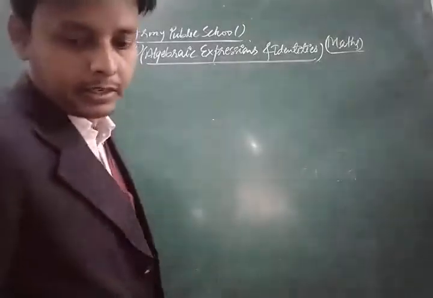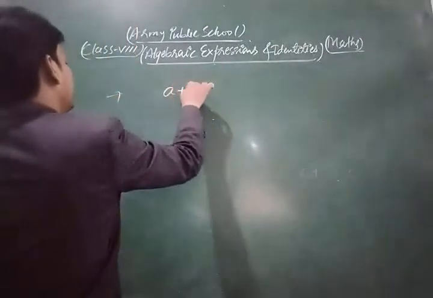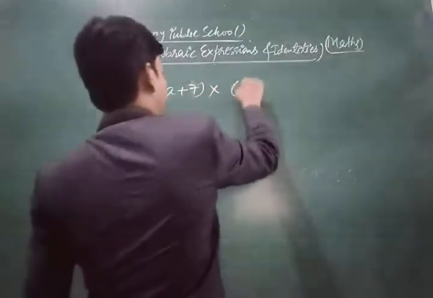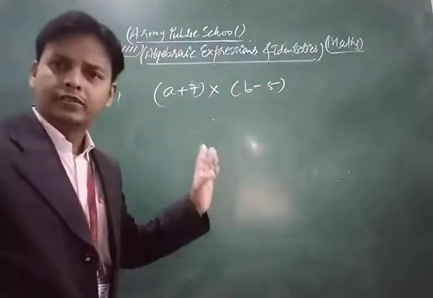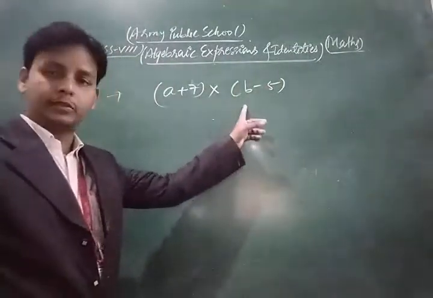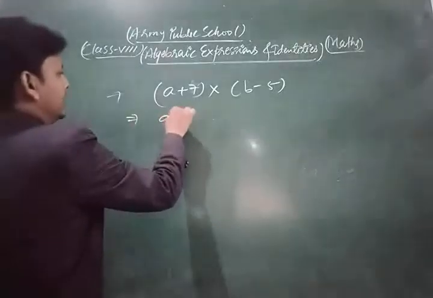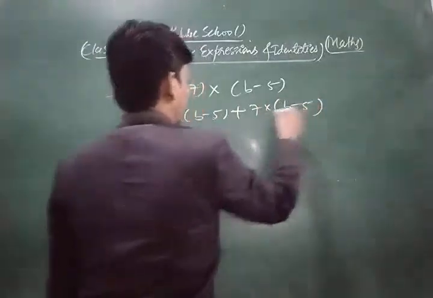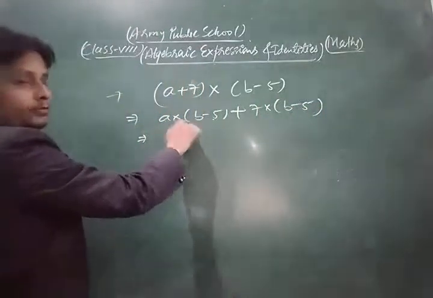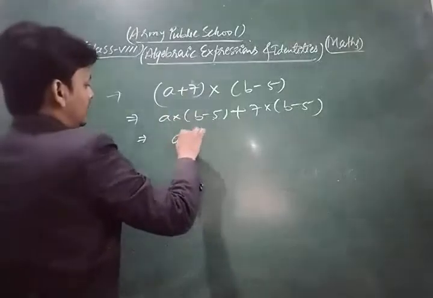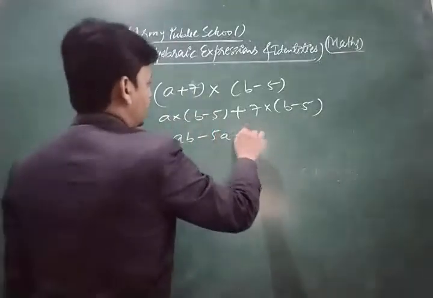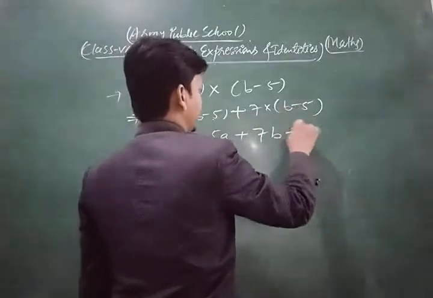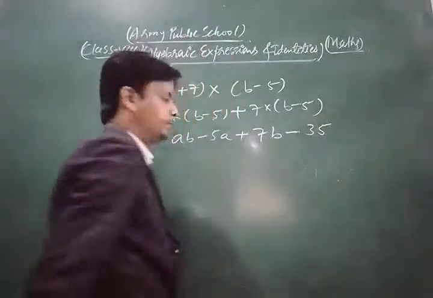Similarly, suppose that we multiply a plus 7 into b minus 5. This is very easy. We just multiply the given expressions. So we write a into (b minus 5) plus 7 into (b minus 5). Now we multiply them: a into b is ab, this is minus 5a, plus 7 into b is 7b, and minus times minus, 7 times 5 is 35.